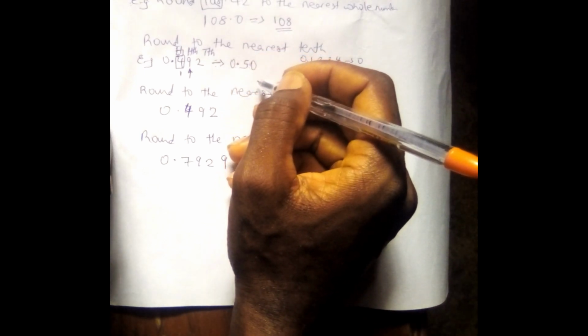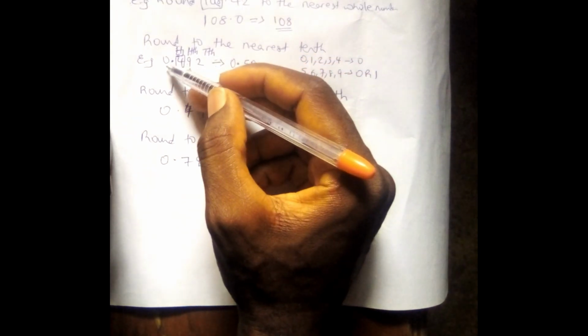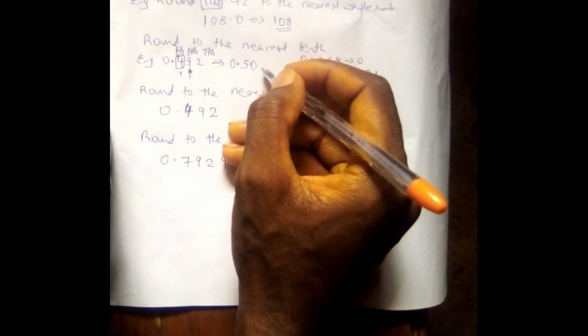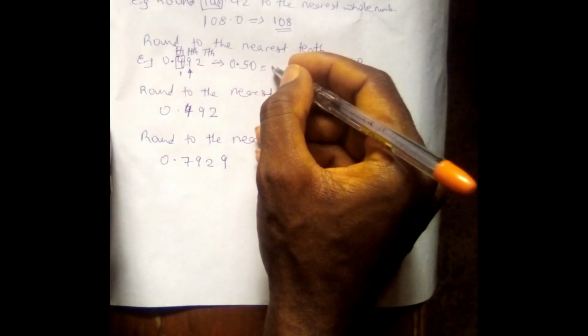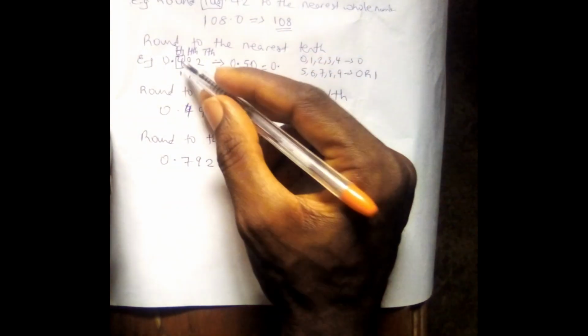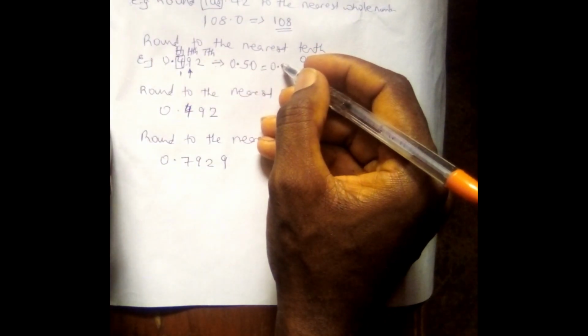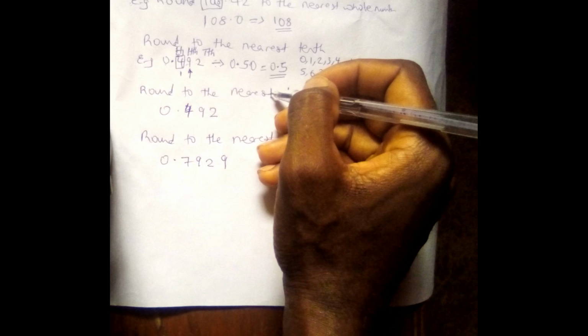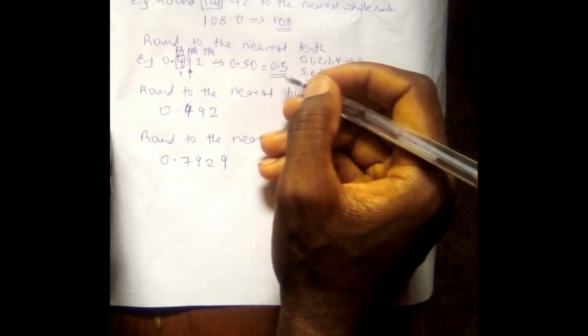So when writing your answer, you won't write anything outside of this box. You can write what is on this side here, but you won't write anything outside this box here. So my final answer is 0 point what is inside the box. Now, 4 has been rounded up, so we write the new answer 5, and this is how you leave your answer. You leave your answer at the position of that tenth.